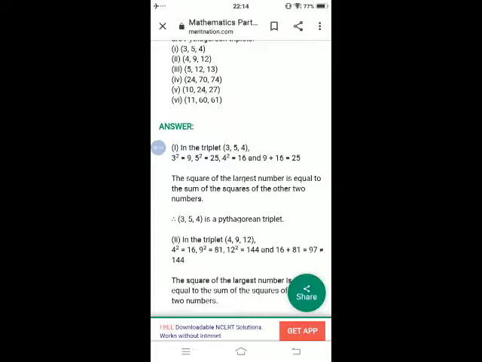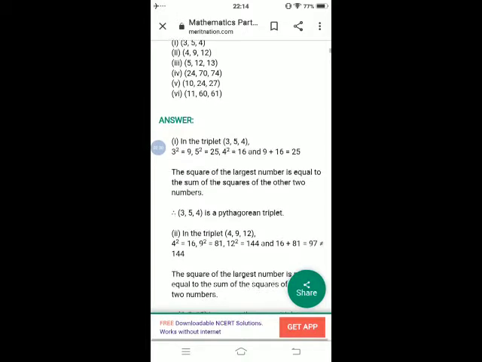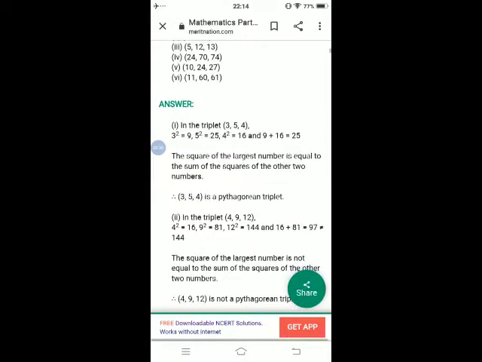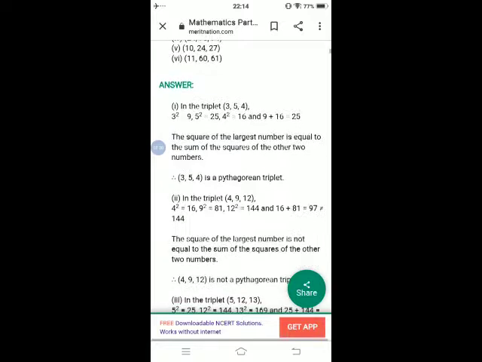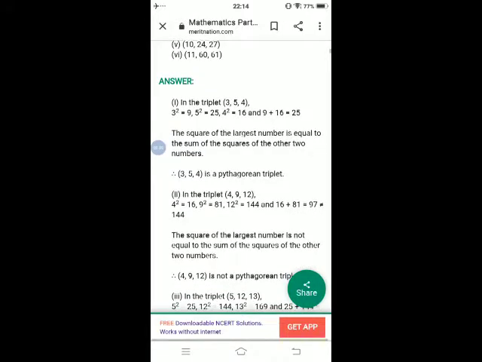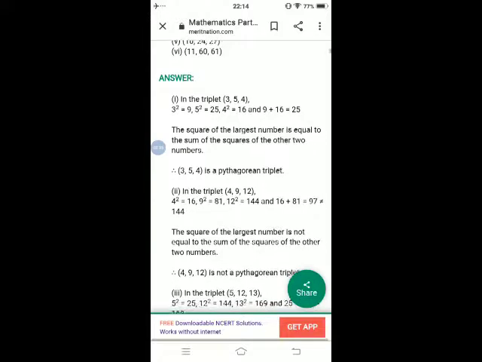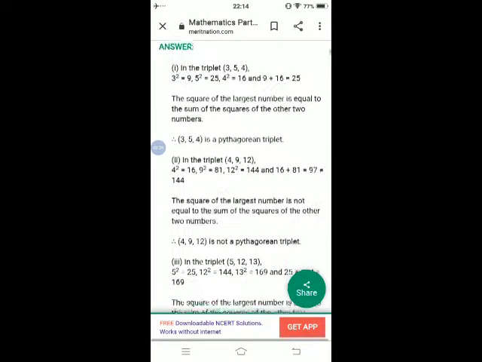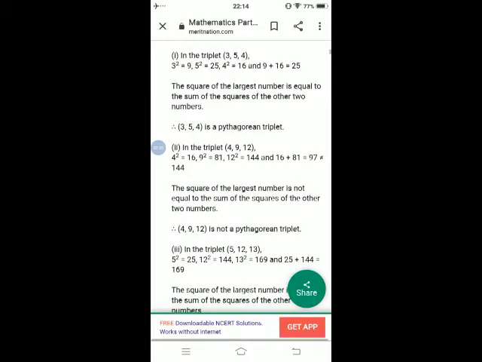Now we will switch to the next question. What is our next question? The sides given are 4, 9, 12. So what will we use here again? In the triplet 4, 9, 12, we will take first 4 square, that is 16, 9 square is 81, 12 square is 144, and the greatest side here is 12. So 12 square is 144. And the other sides are 4 square, that is 16, and 9 square is 81.